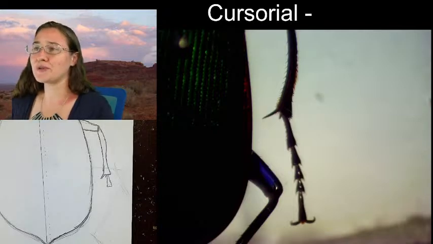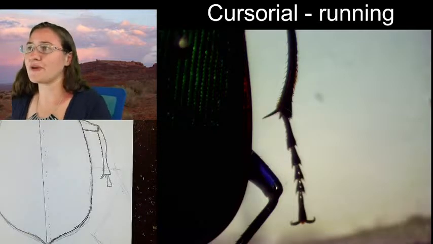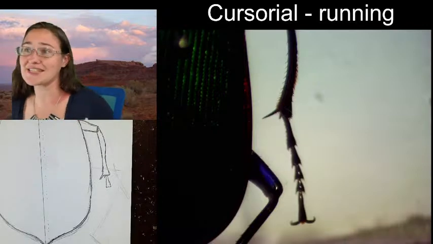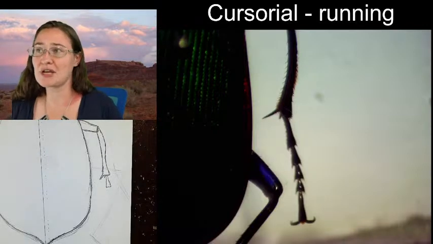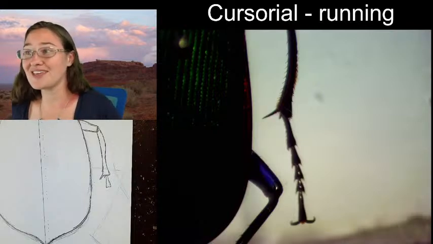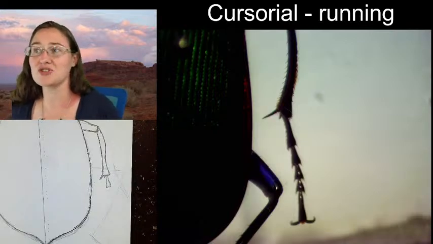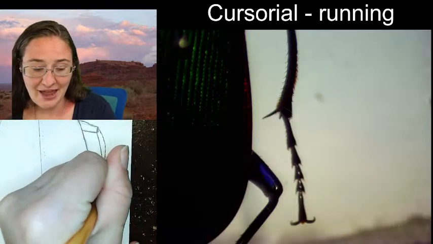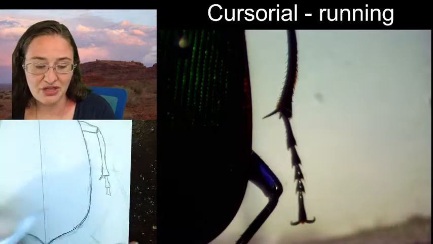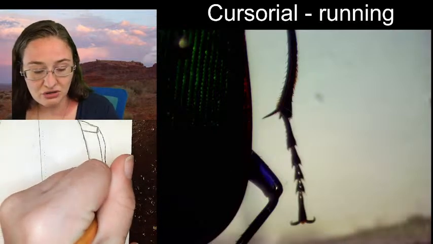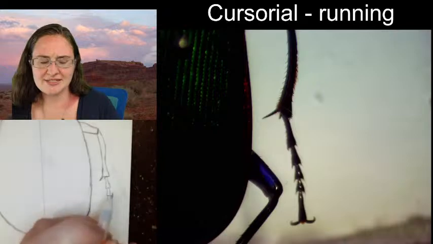We have frequently had ambulatory legs, which are kind of like walking legs. They have very similar shapes, but it's kind of how they use their legs also. These beetles are very, very fast. Cursorial means running, so these are running legs. They have these very long, thin tarsal segments that are going to help with that.